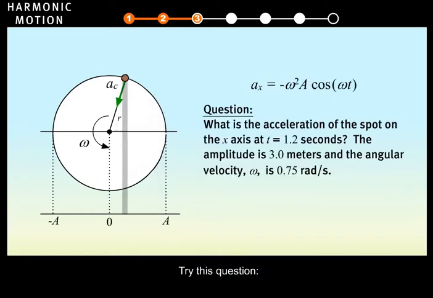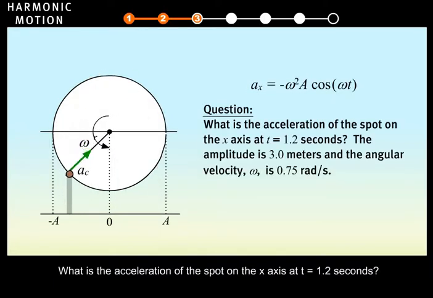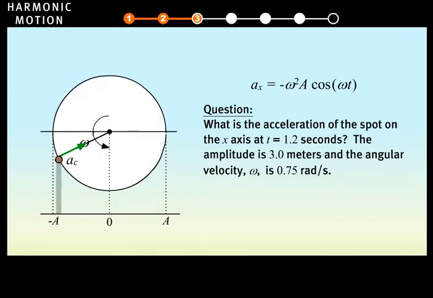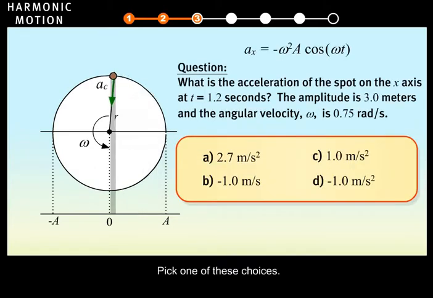Try this question. What is the acceleration of the spot on the x-axis at t equals 1.2 seconds? The amplitude is 3.0 meters, and the angular velocity, omega, is 0.75 radians per second. Pick one of these choices.